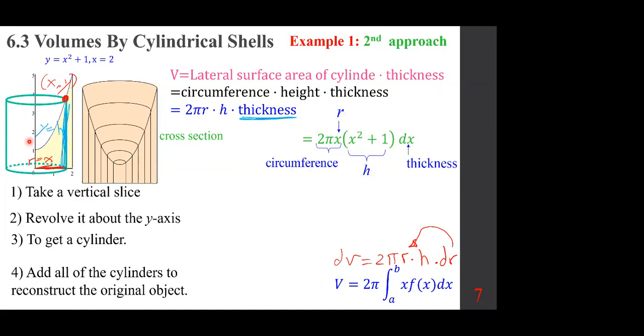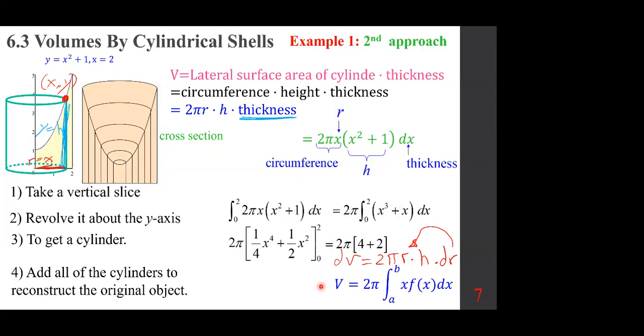Take an integral. That's all you have to do, class. Now this gives you x cubed plus x. This gives you 2 pi times 1/4 x to the power of 4 plus 1/2 x, evaluated from 0 to 2. That gives you 2 pi times 4 plus 2, which is 6. Notice the answer of 12 pi, everybody.